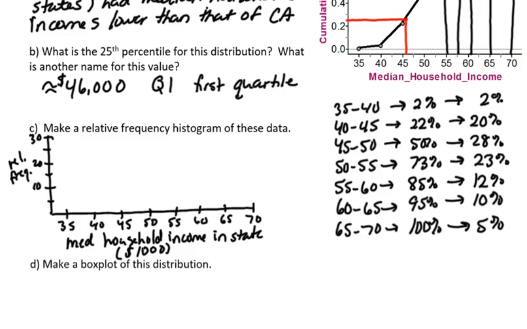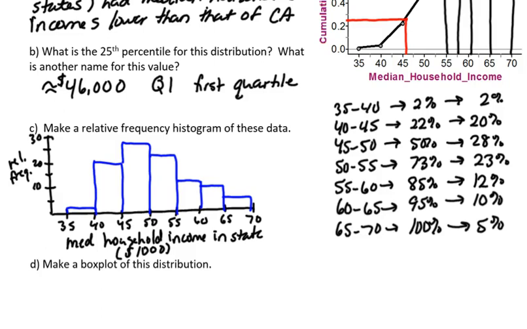Our first bar from 35 to 40 is at about 2%, so it'd be about right there. Then we have a bar at 20% here. Then a bar at 28%. Then a bar at 23%. A bar at 12%. 10%. And 5%.